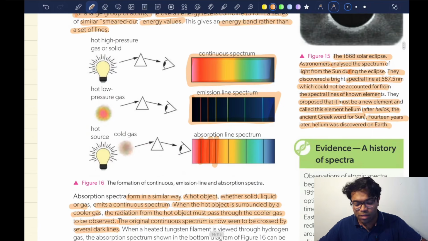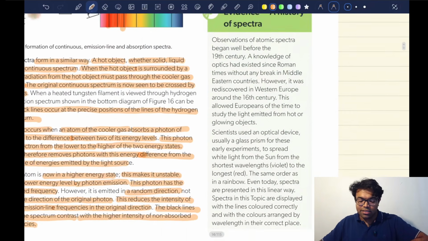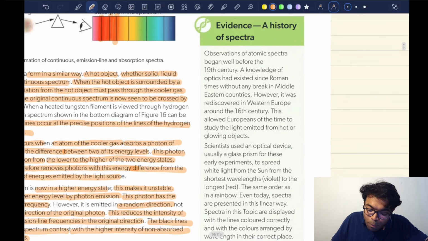Is this clear? Okay. Now, evidence, a history of spectra. Observation of atomic spectra began well before the 19th century. A knowledge of optics had existed since Roman times without any break in the Middle Eastern countries. However, it was rediscovered in Western Europe around the 16th century. This allowed Europeans of the time to study the light emitted from hot or glowing objects.